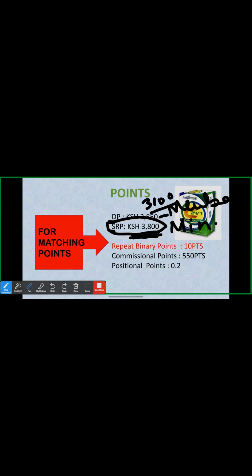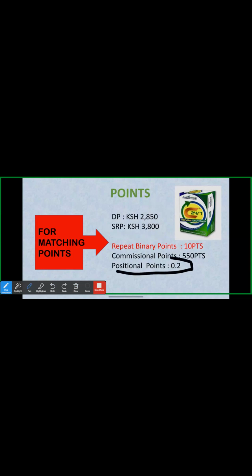But apart from that, just like I told you guys, products zinakuja na positional points. Hizi ndo zinakusaidia unapata rank. Apart from the positional points, kila product inakuja na commissional points. Have this at the back of your head. Tunaenda kuidiscuss later on. These ones we're going to discuss later on.